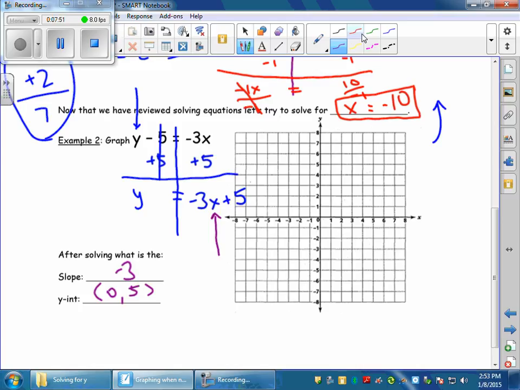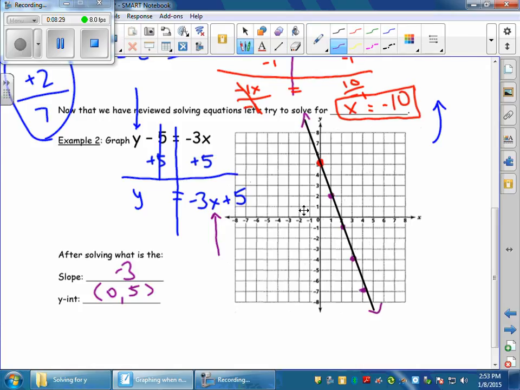Okay, so now let's just graph that. 0, comma 5 starts right here. I need to go down 3, 1, 2, 3, and over 1 to find my next coordinate. Now I could just use a ruler to connect these two, but I'm going to do that a couple more times to get a couple nice points. 1, 2, 3, over 1. And now that I have all that, I'm going to make my line connecting all these coordinates and put arrows at the end.